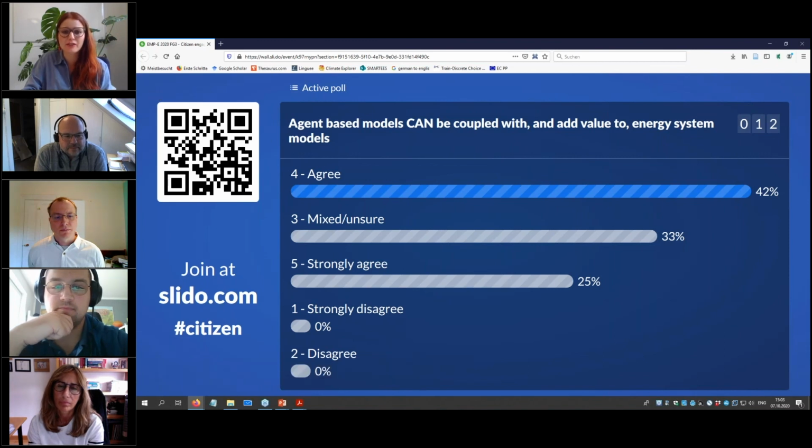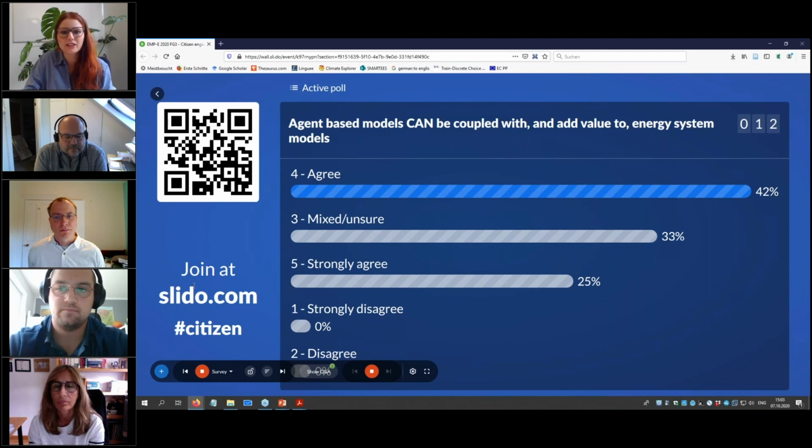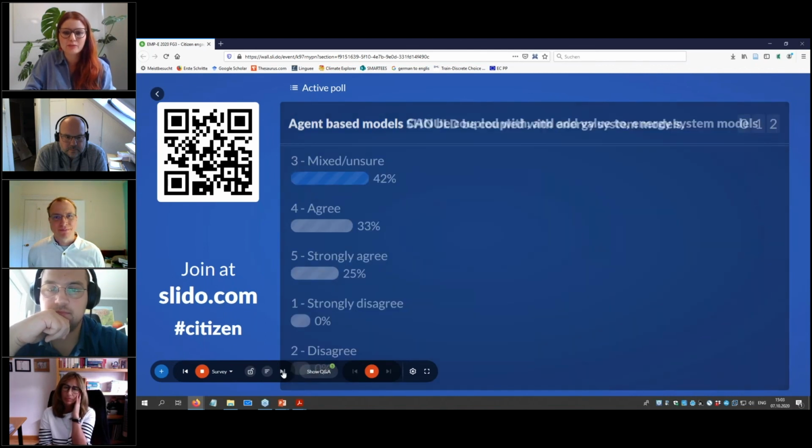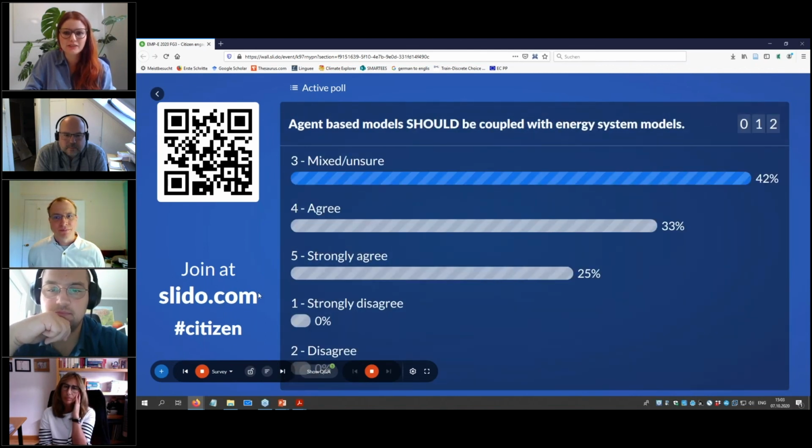And that also addressed the first question in the survey we gave to you: Can agent-based models be coupled with and add value to energy system models? The majority, 42% of the respondents, agree that they can add some value, that AVMs are useful. So that's a good statement, besides all the challenges we might face in the integration, as we learned today. Let's have a look at the other questions we received.